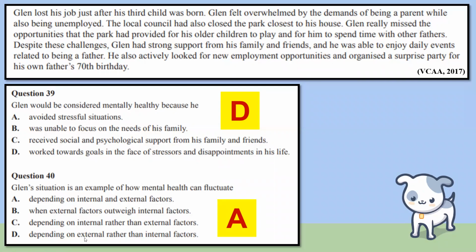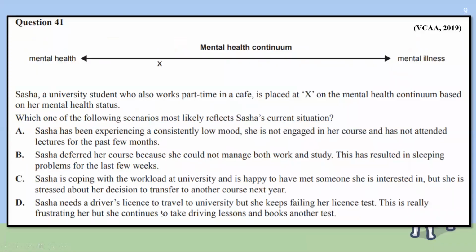All right, so moving on. This is taken from last year's exam, so it's a pretty recent question. It's talking about a girl named Sasha. Sasha, a university student who works part-time in a cafe, is placed at X on the mental health continuum. In case you can't see it, the X is there. That's where Sasha is placed on the mental health continuum.